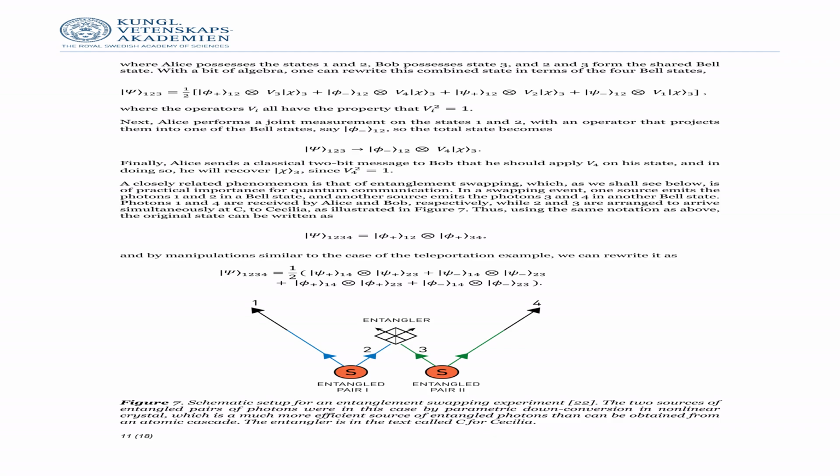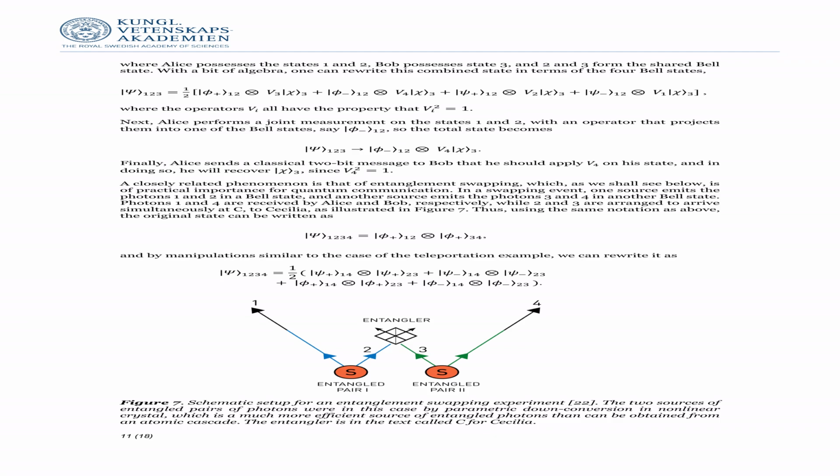A closely related phenomenon is that of entanglement swapping, which, as we shall see below, is of practical importance for quantum communication. In a swapping event, one source emits the photons 1 and 2 in a Bell state, and another source emits the photons 3 and 4 in another Bell state. Photons 1 and 4 are received by Alice and Bob, respectively, while 2 and 3 are arranged to arrive simultaneously at Cecilia, as illustrated in Figure 7.